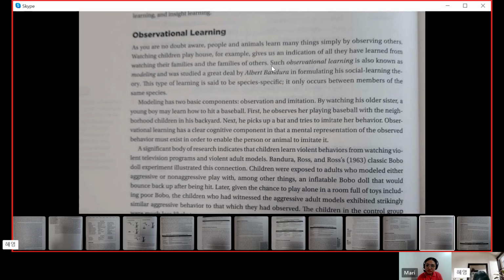Such observational learning is also known as modeling and was studied a great deal by Albert Bandura in formulating his social learning theory. This type of learning is said to be species specific. It only occurs between members of the same species.